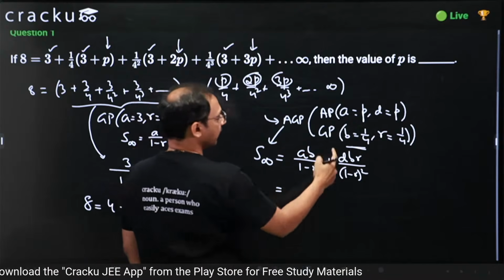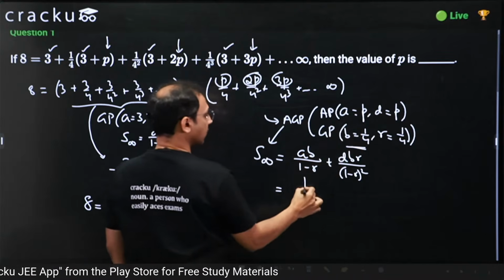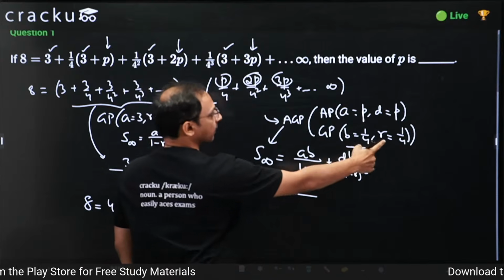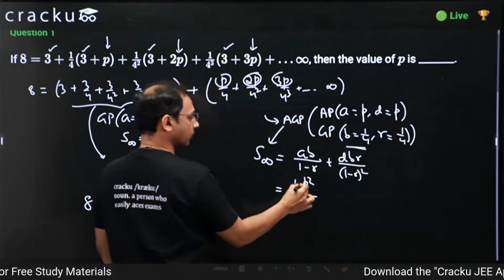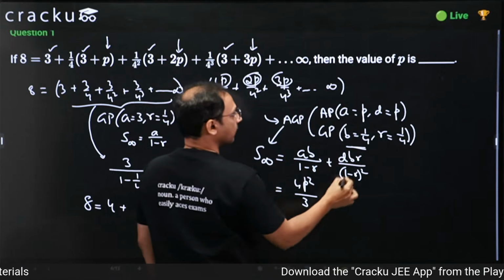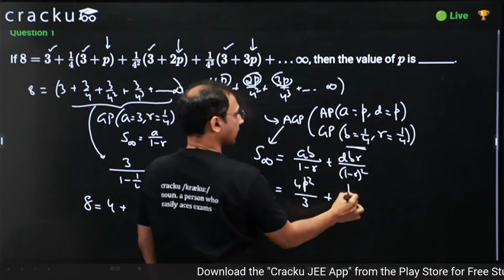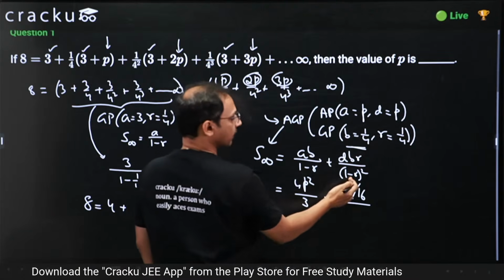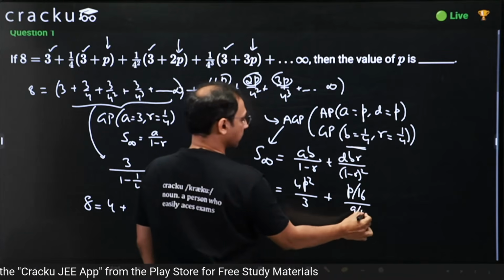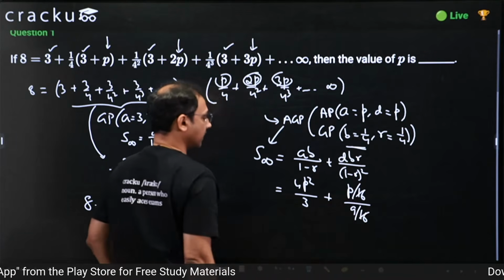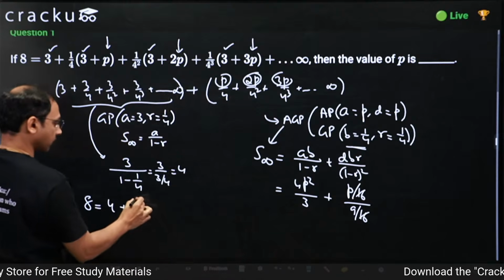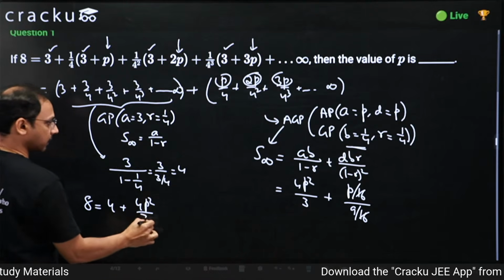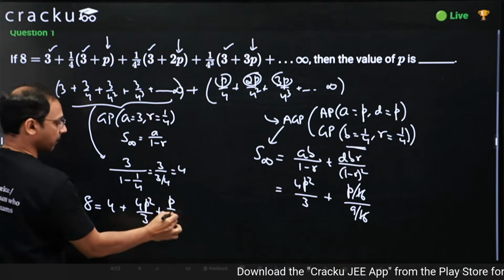So we get AB. AB is P square by 1 minus 1 by 4, which is 3 by 4. So 4 will come here. Plus DBR is P by 16. 1 minus R is 3 by 4 whole square, which is 9 by 16. So this 16 will get cancelled here. And we get 4p square by 3 plus p by 9.